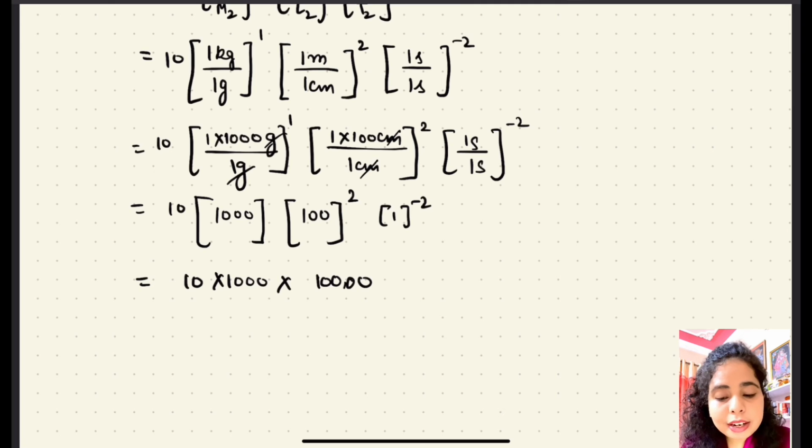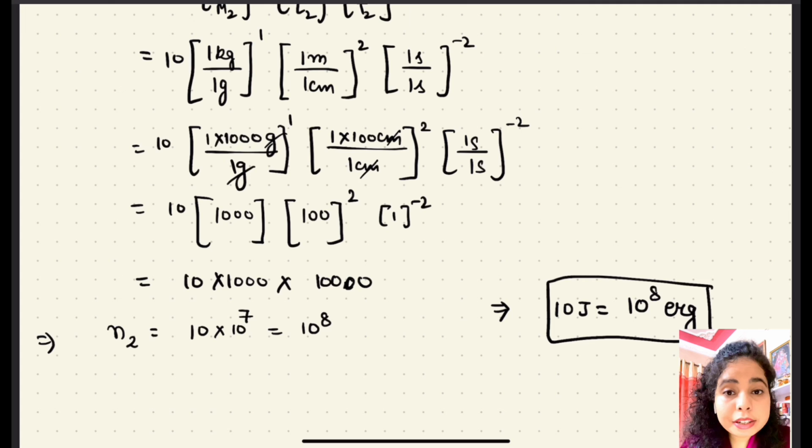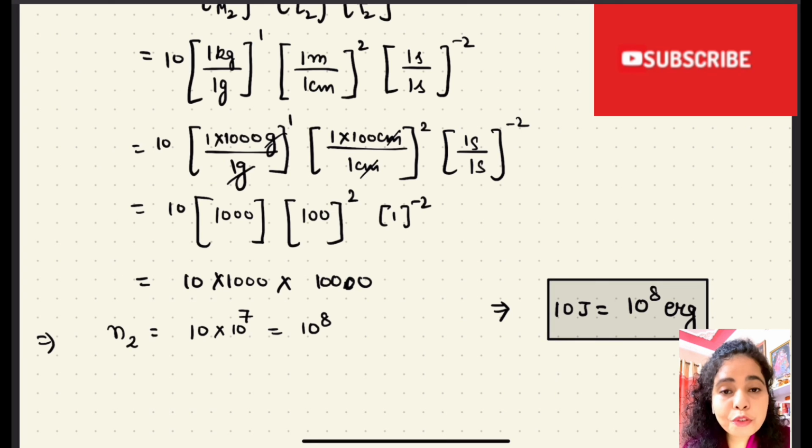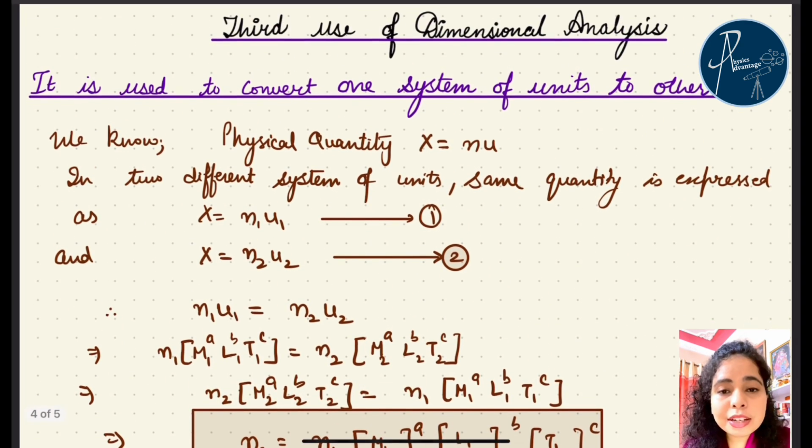That means we have 7 zeros multiplied by 10. So 1, 2, 3, 4, 5, 6, 7, and the 8th zero is with the 10, that is n1. So n2 = 10 multiplied by 10^7, that is, n2 = 10^8. So what we have done is converted 10 joule to erg: 10 joule is equal to 10^8 ergs. So this is the third use of dimensional analysis, with the help of which we can convert one system of units into another system of units.